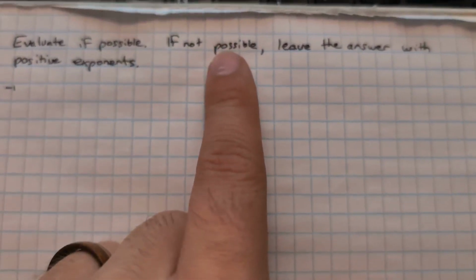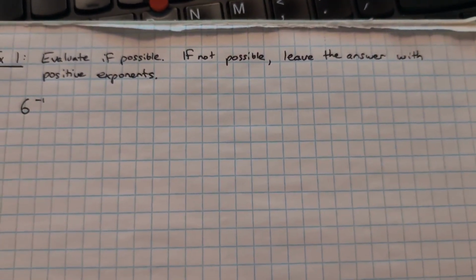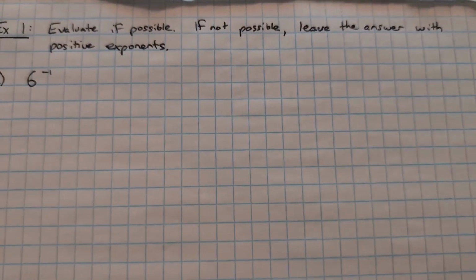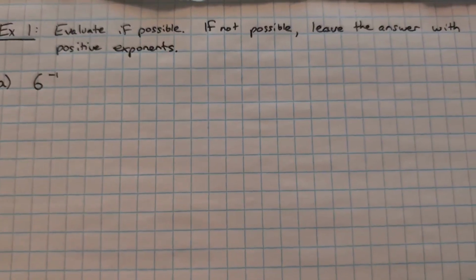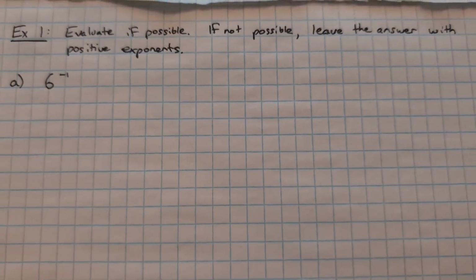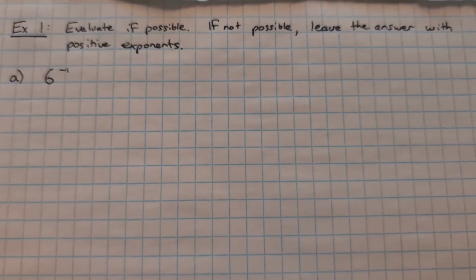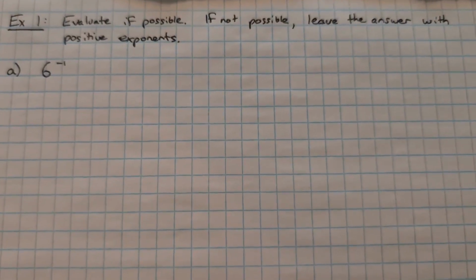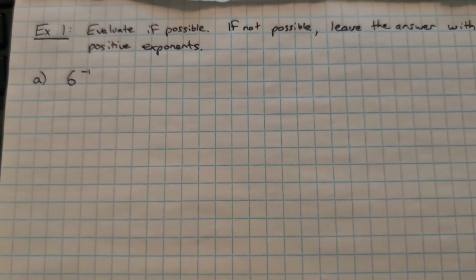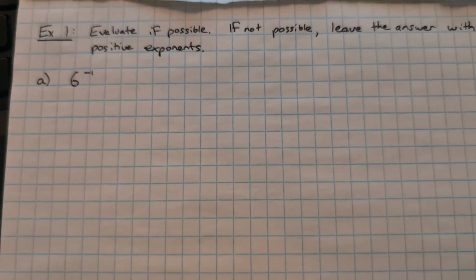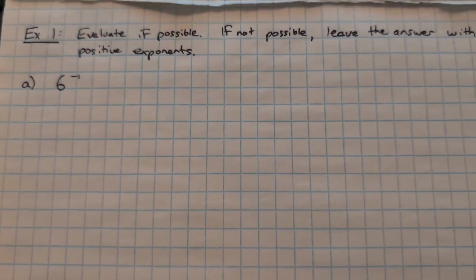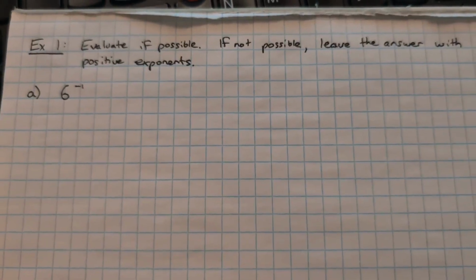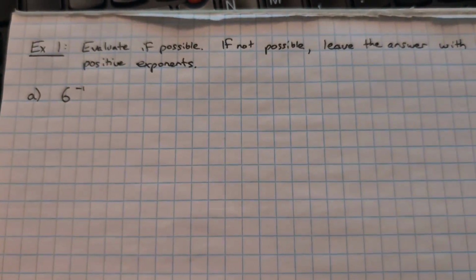And if it's not possible, we're going to leave our answer with positive exponents. So positive exponents are always considered the simplified form of an exponential expression that can't be evaluated. Negative exponents in a final answer is not considered simplified. So you always want to make sure we turn the expression into something that has positive exponents.